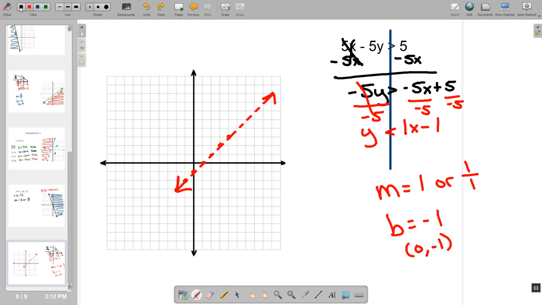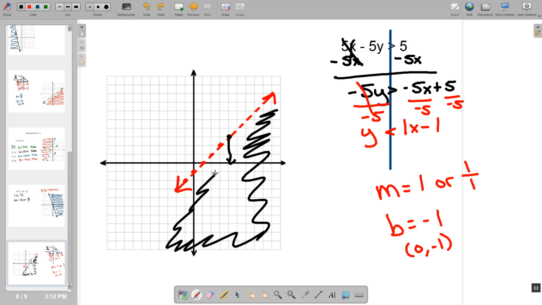So I pick a point. This time I'm going to pick right here, and I want to shade directly below that line, which is down there, which means I'm shading everything in this region down here. And that is solving or graphing two-variable linear inequalities.